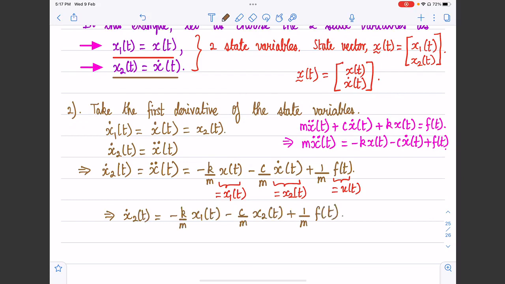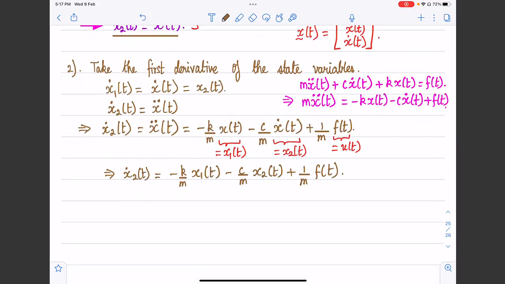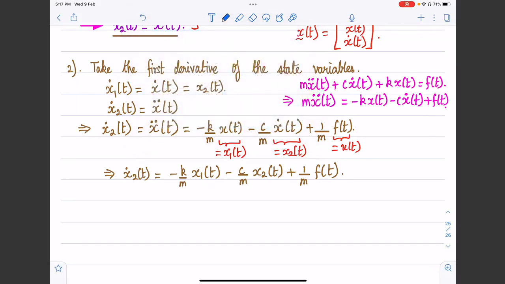Of course, for the time being, I will retain f of t. I'm not going to rewrite that as u of t. So we can notice that we now have two first order ODEs. So the third step, see what are the two first order ODEs?